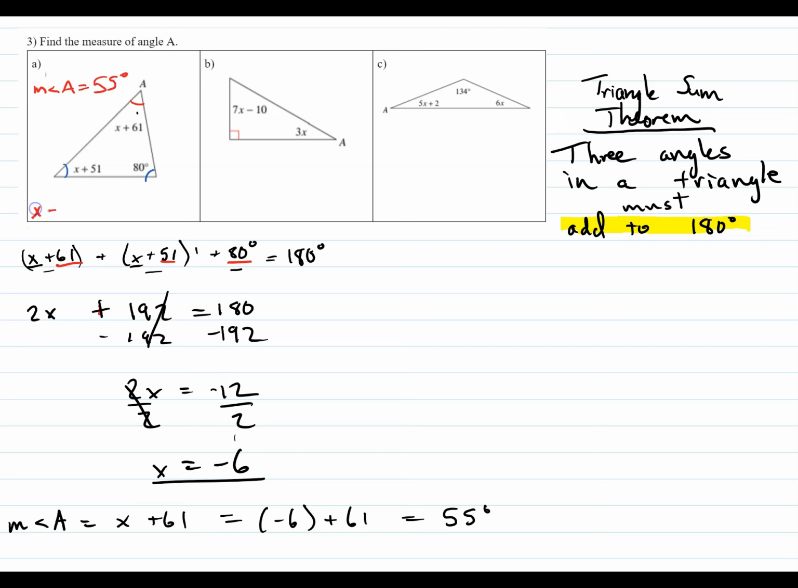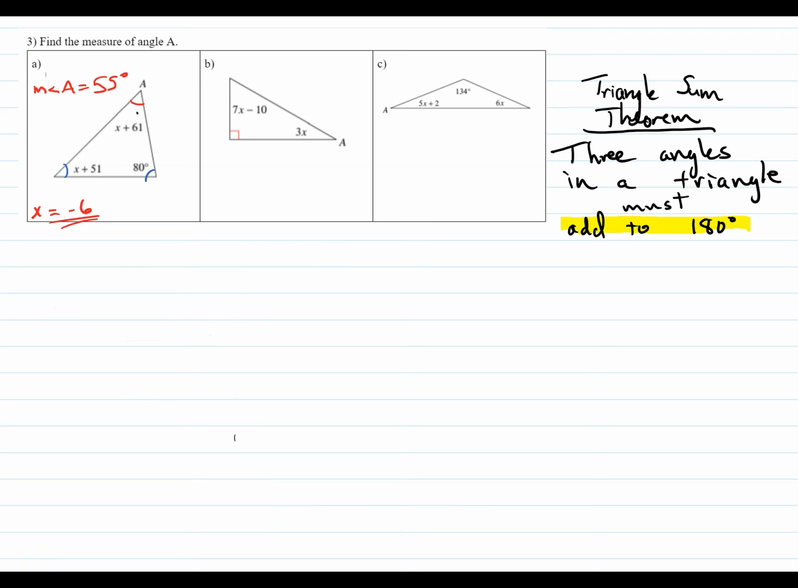And then we'll put a little note here, x was negative 6. Moving on to part B. Part B is solved similar to A. You should watch A if you're stuck on B. I'm going to go through it a little bit faster this time.